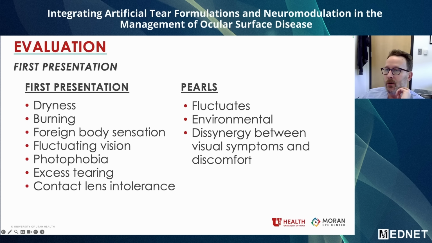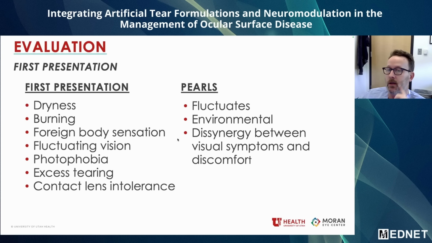So, on initial presentation, I often think the patient tells us what's really bothering them. And they often give you the diagnosis without asking a single question. They have a number of words that they're going to use in describing their dry eye disease or their ocular surface disease. Dryness, burning, foreign body sensation. Some pearls are that it often fluctuates. It's often environmental. And there can be this disconnect between visual symptoms and discomfort.